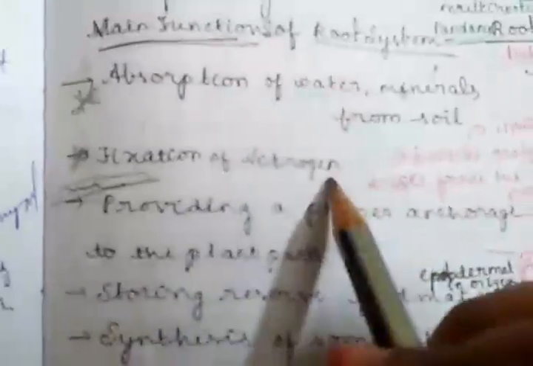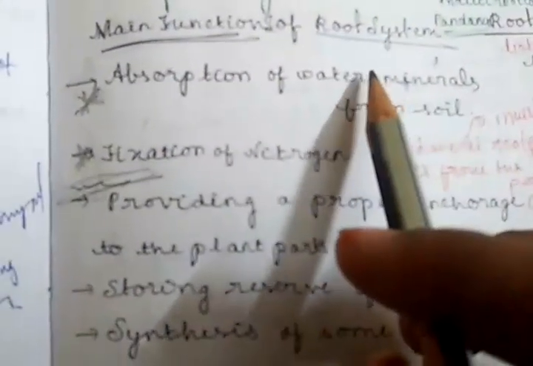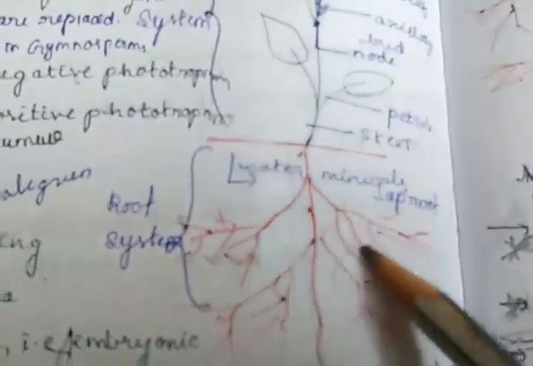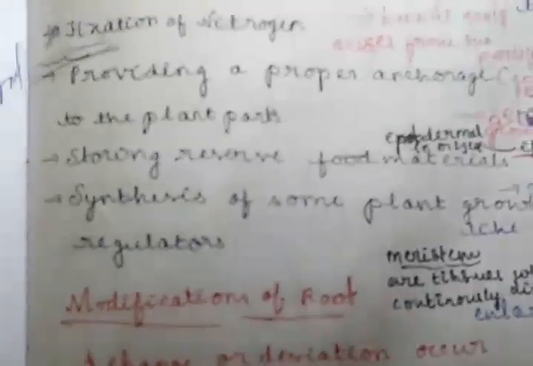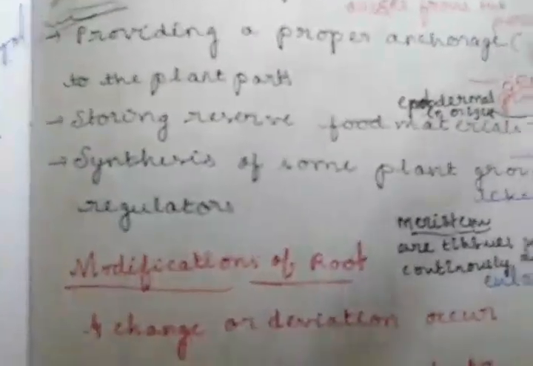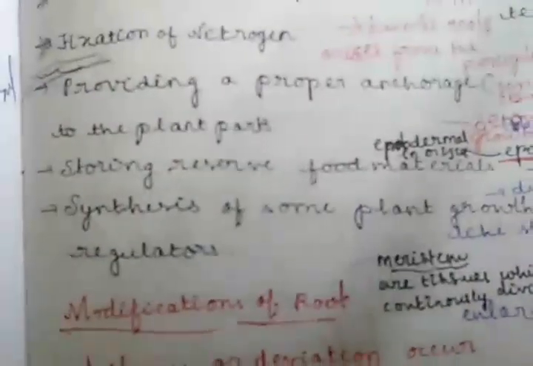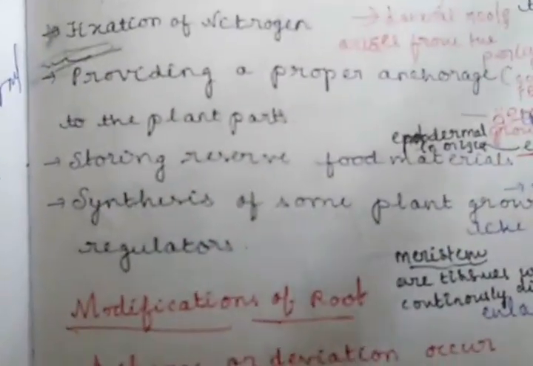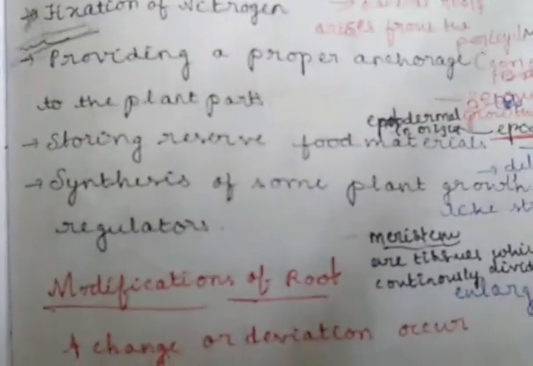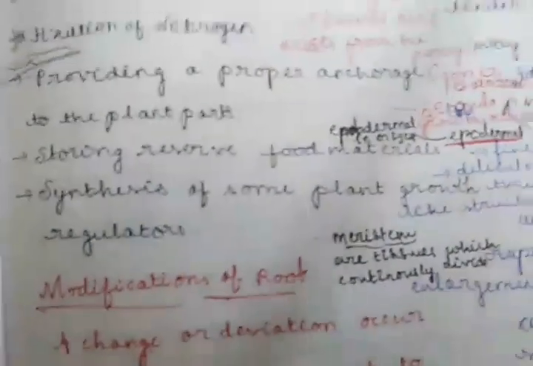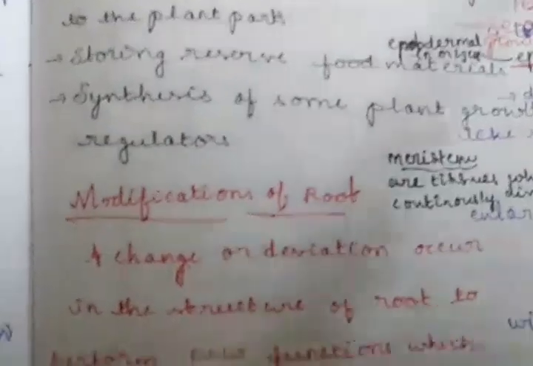Please remember this. The functions are absorption of water and minerals from the soil. See, I mentioned water here. When we pour water, the water comes from this, and they will absorb minerals also, and they will fix nitrogen. Providing anchorage is among the other functions. We do not give these that much importance: providing proper anchorage to the plant, storing reserve food materials, synthesis of plant growth regulators. These are not that necessary to remember. Okay, friends?